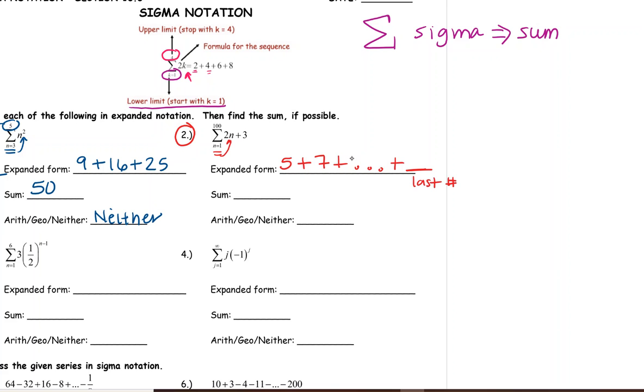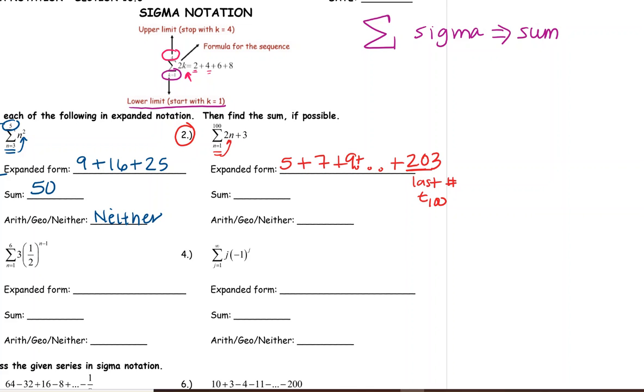Oh, it looks like one of my numbers got erased. Sorry, guys. There's my 9. Plus, dot, dot, dot, plus. And then the last number I'm going to get, which in this case would be t sub 100. So I'm going to plug in 100, and that would be 203. Okay, the reason I want you to write the first 3 is because you need at least 3 terms in order to determine if the series is arithmetic or geometric or neither. So if you only have 2, you can't tell. So you've got to have at least 3 and then the last.